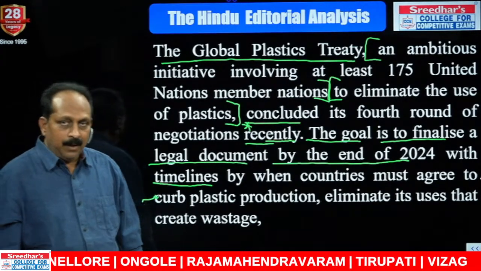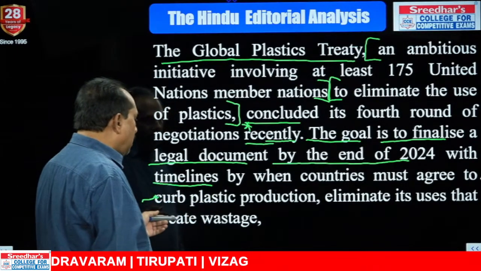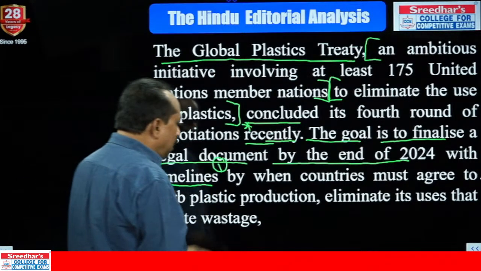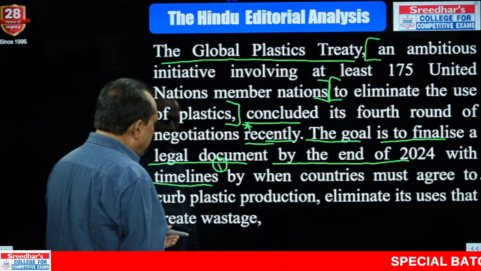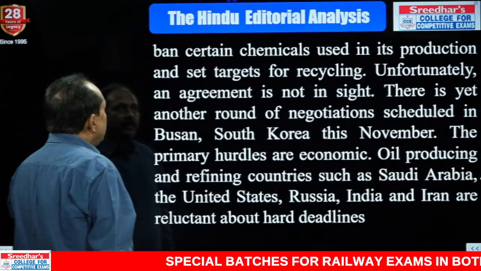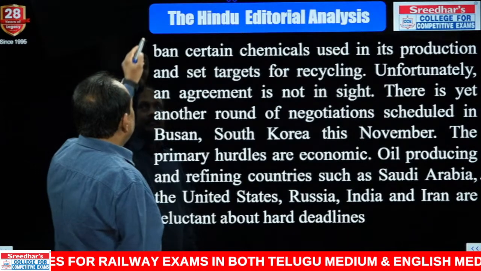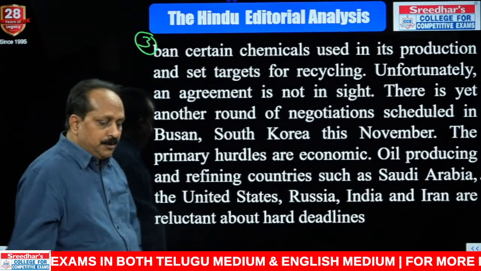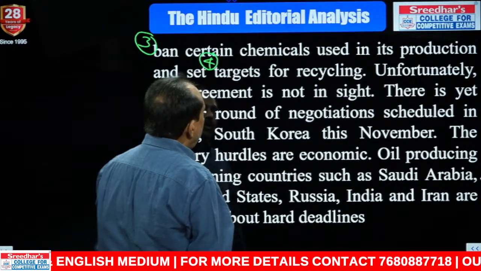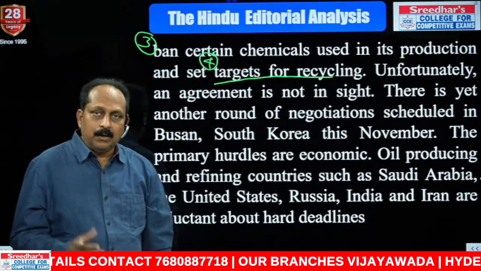4 things have been touched. First one, with timelines. What are the timelines? By when countries must agree to curb plastic production? First one. By when countries must agree to eliminate its uses that create wastage? Second one. Third one, by when the countries must agree to ban certain chemicals used in its production. Some chemicals are used in the production of plastic. When to ban all those chemicals? And the fourth one, by when the countries must agree to targets for recycling. All these talk about the timelines or the deadlines.